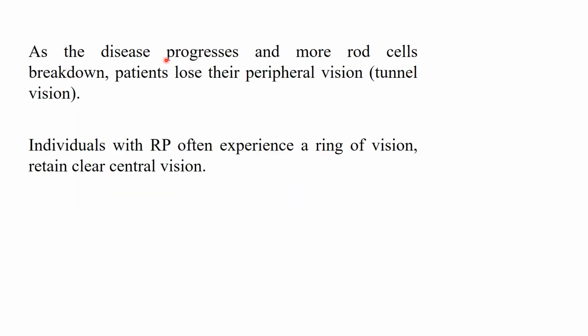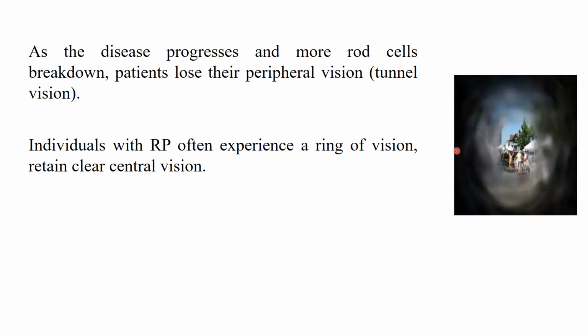As the disease progresses and more rod cells break down, जैसे जैसे disease progress करती है, ज़्यादा rod cells डैमेज होते हैं, patient loses their peripheral vision, मतलब उसको इर्द गिर्द कुछ नजर नहीं आता, and the patient can only see in the central line, that is called the central vision, that is also called the tunnel vision. Individuals with retinitis pigmentosa often experience a ring of vision, retaining clear central vision.